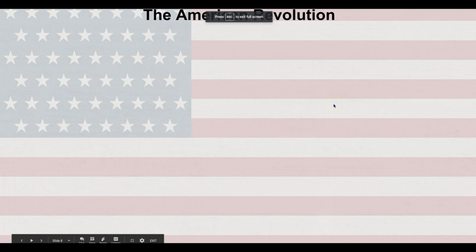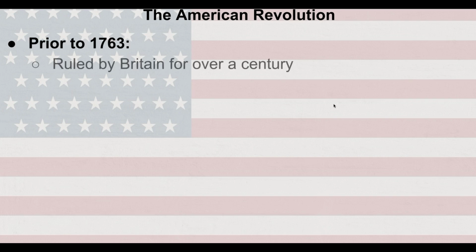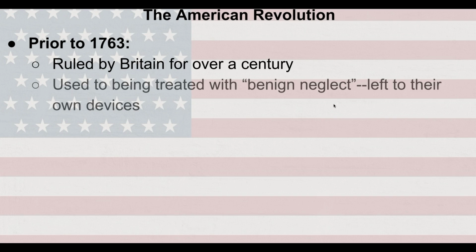Okay, so the American Revolution. Prior to 1763, the American colonies, or the British colonies really, had been ruled by Britain for over a century. And the colonists were used to being treated with what we refer to as benign neglect, which means that they were left to their own devices. So benign means not harmful, but neglect is being left alone or not really being infringed upon by the British. So the British were just sort of letting the colonists do their own thing, leaving them to their own devices.